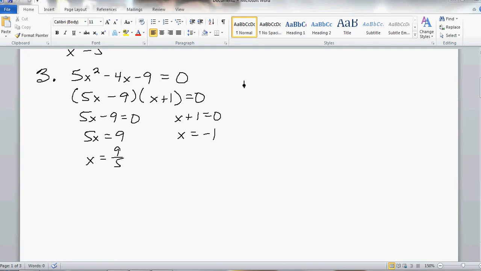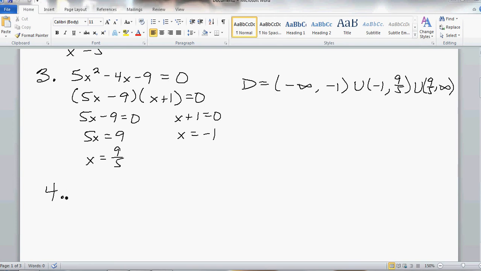So how do we show that in our domain? Well, we go all the way from negative infinity up until negative 1. Negative 1 has to come first because it's the least between these two. Then it starts back up at negative 1, goes to 9/5. And then it picks back up at 9/5 and goes until infinity. And that is the answer to number 3.